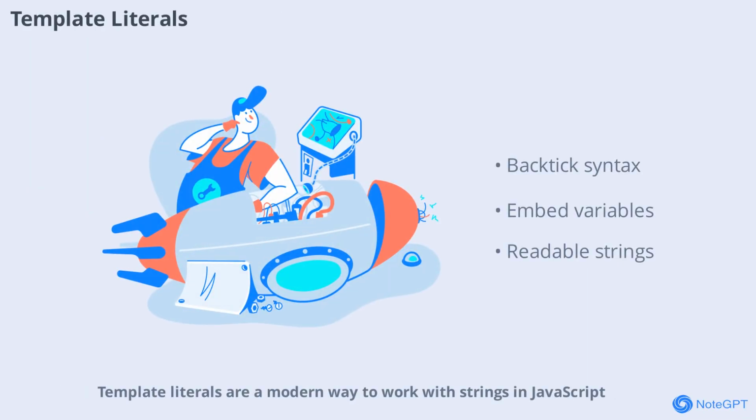Template literals are a modern way to work with strings in JavaScript. They use backticks instead of quotes and allow you to embed variables directly into strings using ${}. This makes it easier to build complex strings and improves code readability. Let's see how template literals work and why they're a valuable addition to your JavaScript toolkit.